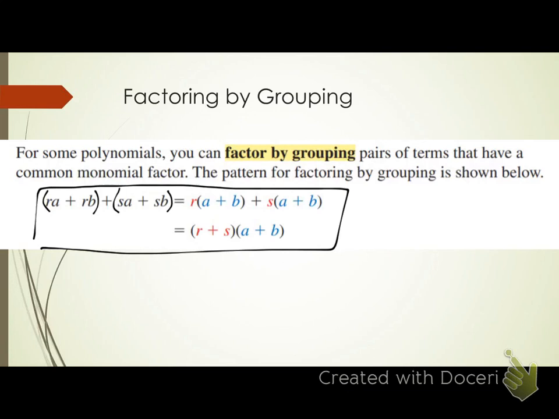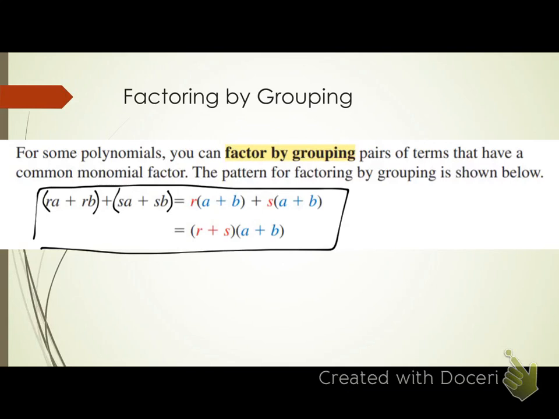The GCF here was R because they have an R in common, right? So I factor out the R. R times what gives me RA? A. R times what gives me RB? B. So I get R times A plus B. Is everyone okay with that? We just factored out the GCF.